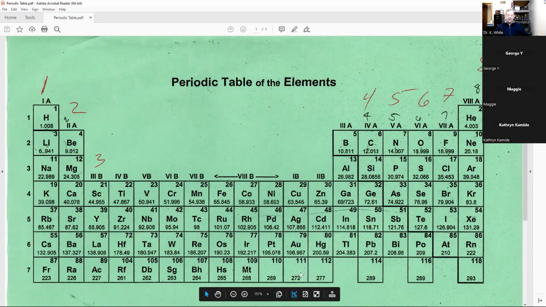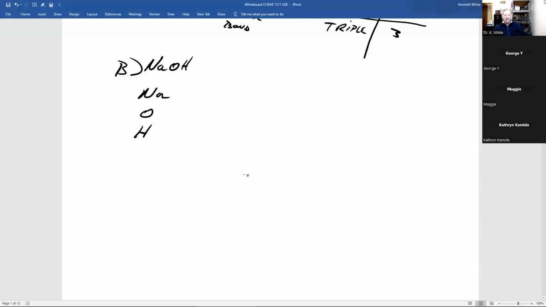By the way, I use these so often I know them by heart, but you don't. So sodium has 1 valence electron. Oxygen has 6 valence electrons. And hydrogen has 1 valence electron.